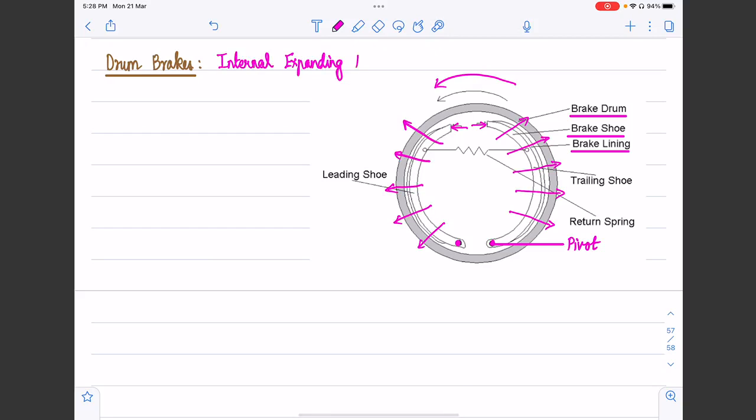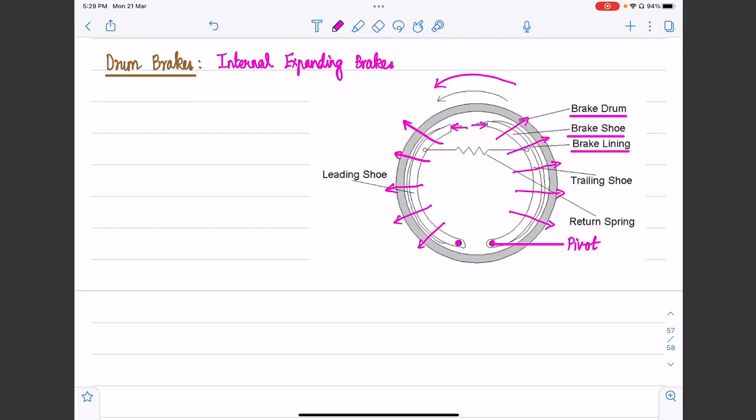Why are they called internal expanding brakes? The reason is that the friction elements are internal to the brake drum, and when the brake is applied, they expand. That is, they go outward and contact the brake drum to generate the deceleration torque. So that is what happens.